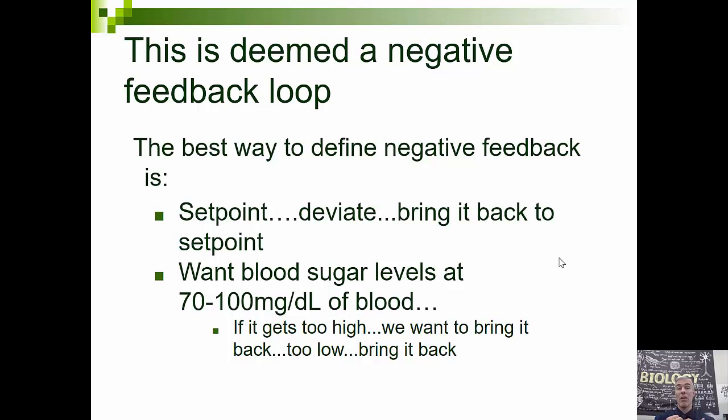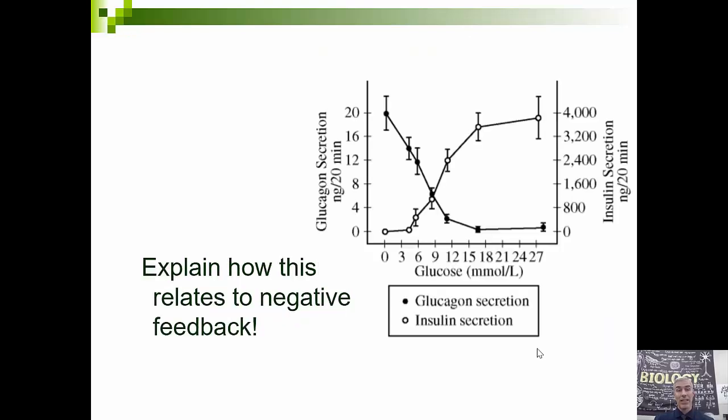It's a great example of how we maintain homeostasis in our bodies. Remember, homeostasis is that dynamic equilibrium or that balance, despite constant change, attempting to maintain sameness. We always want our blood sugar levels to be between 70 and 100. If it gets too high, we want to bring it down. If it gets too low, we want to bring it back up. Set point, deviate from set point, bring back to set point.